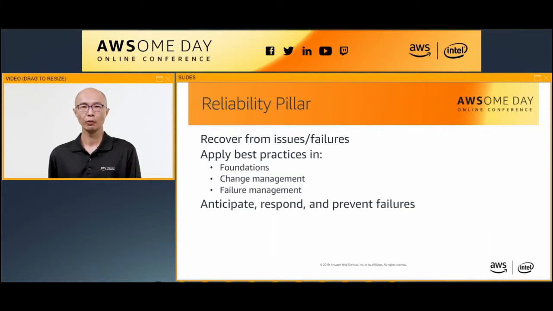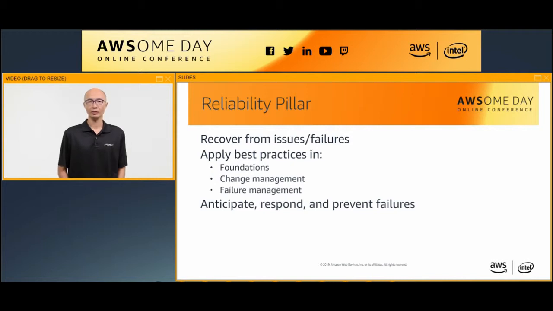The focus with the reliability pillar is that it encompasses the ability of a system to recover from infrastructure or service failures. It also focuses on the ability to dynamically acquire compute resources to meet demand and mitigate disruptions. The bottom line is that reliability is there to assist in the ability to recover from failures and meet demand. Reliability in the cloud is composed of three areas: foundations, change management, failure management.